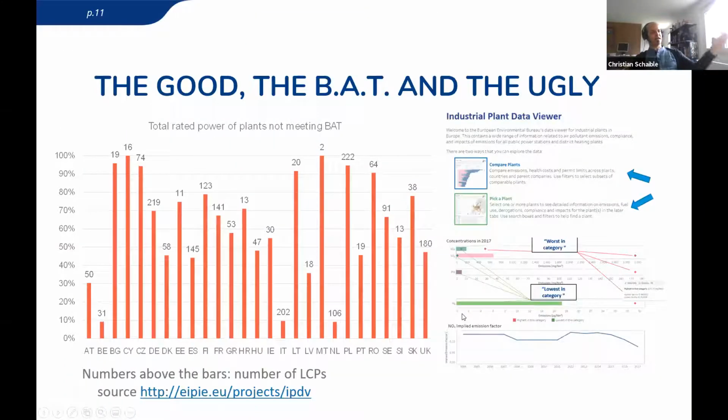The good, the bad, and the ugly you can check out in our industrial plant data viewer, which the link is provided here. We have done the data check because it's so terrible at EU level to compare plants. We have done our own database, where you can check and compare the biggest large combustion plants, worst in category, lowest in category, and you see that some countries are way beyond the BAT, but it's based on 2018 and 2019 data. I have to double check if this is still true, but there are quite a lot of plants which are really beyond the BAT limits.